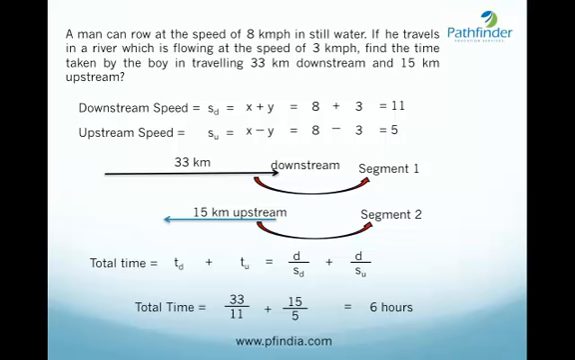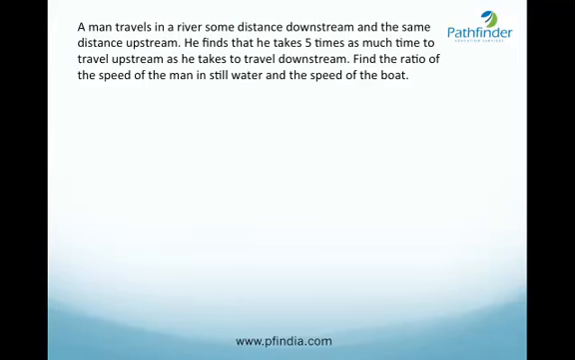Let us take a look at another similar question. A man travels in a river some distance downstream and the same distance upstream. He finds that he takes 5 times as much time to travel upstream as he takes to travel downstream. Find the ratio of the speed of man in still water and the speed of the stream.